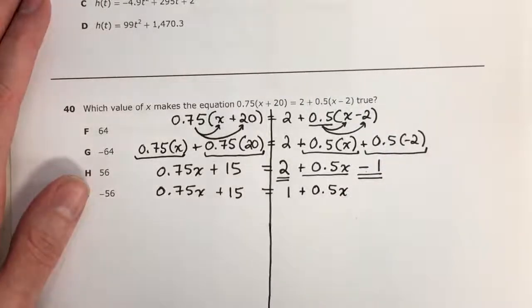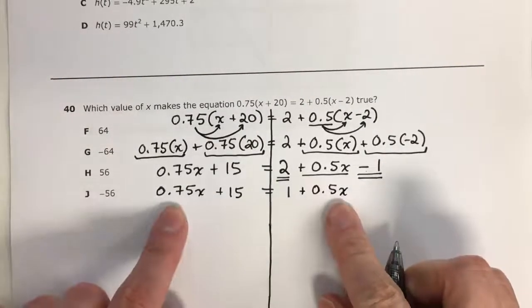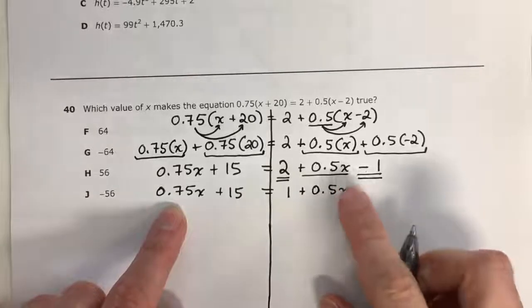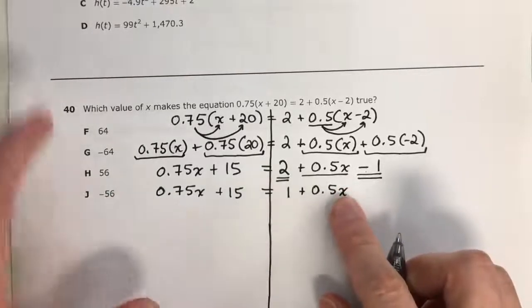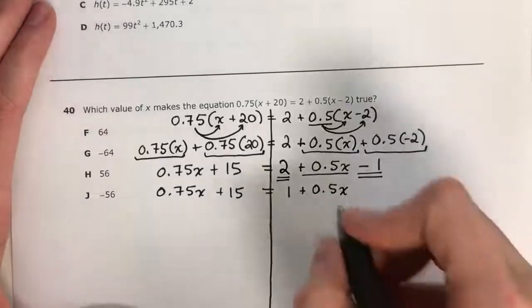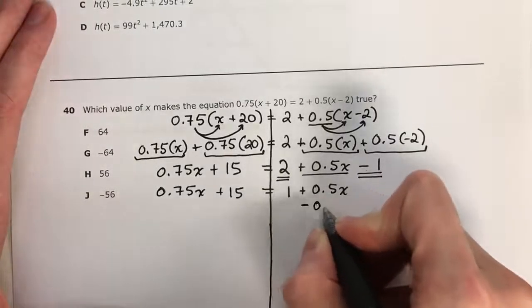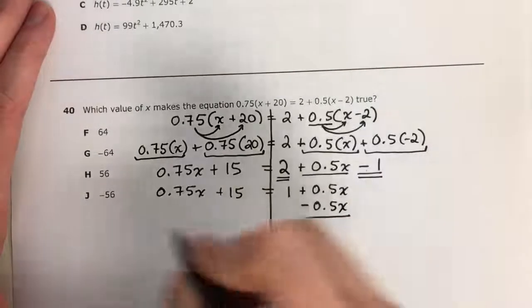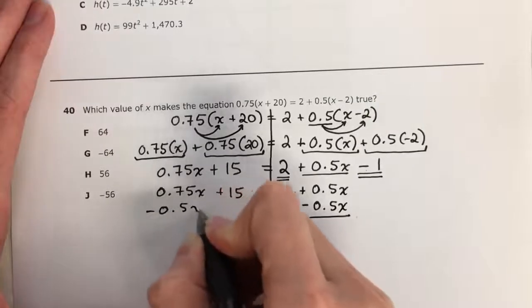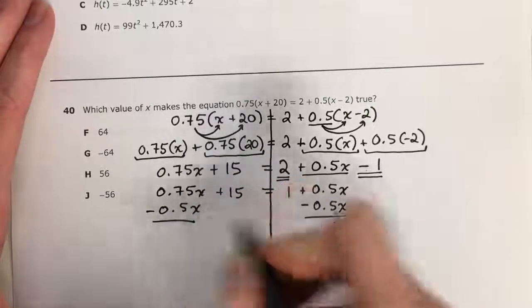Copy plus 0.5x. Now I have two x's. I like to move the one on the right. I call it the bad letter. So move the one on the right. So this is positive 0.5. I'm going to do minus 0.5x, minus 0.5x. Notice the x's are together.